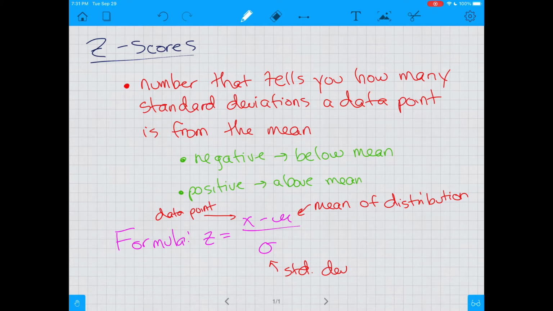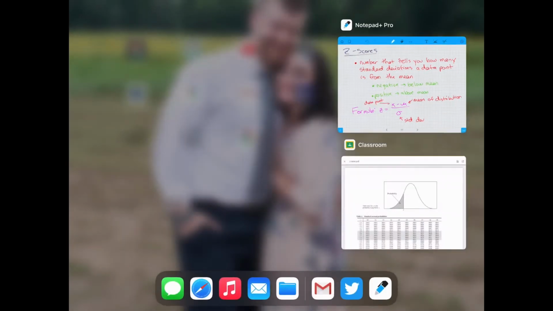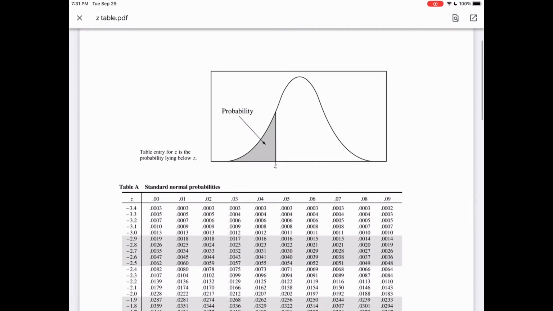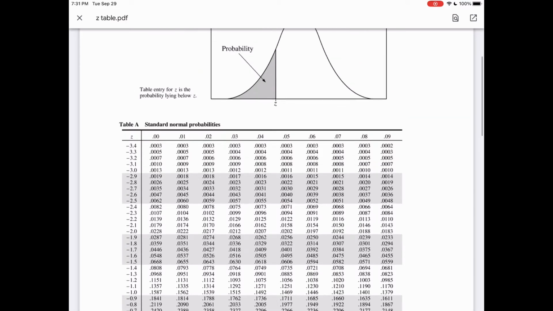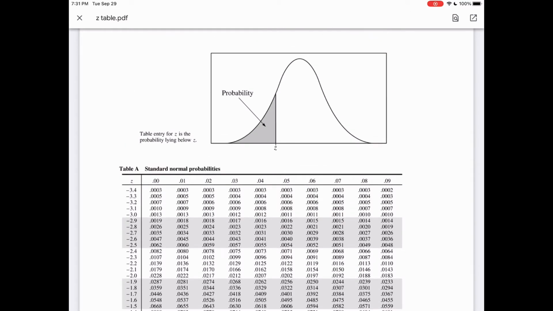Literally, take the data point, subtract the mean, divide by the standard deviation. Seems pretty straightforward. Now, another thing that's important, when you look at the table that's on Google Classroom here, all of these percentages that you see here represent the probability less than the Z-score, right? So the Z-score table, as you can see from this picture here, right, is always less than or equal to. Always, 100% of the time. So you're always going to look at what is to the left of your given data point.